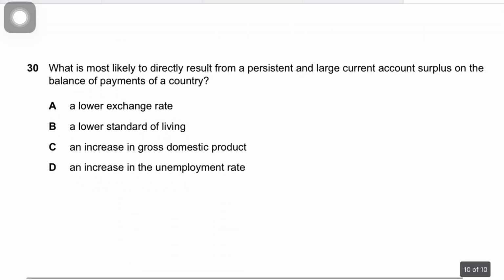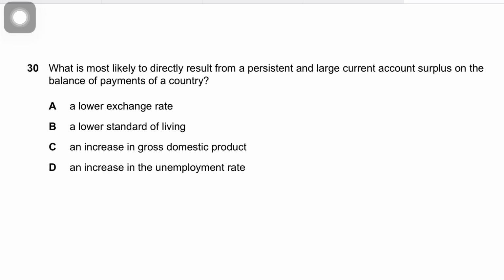Question number 30 says, what is most likely to directly result from a persistent and large current account surplus on the balance of payments of a country? So A says a lower exchange rate. A current account surplus tends to increase the demand for a country's currency, and this usually causes the exchange rate to rise rather than fall. So if you have a persistent large surplus, your exchange rate will go up, not go down.